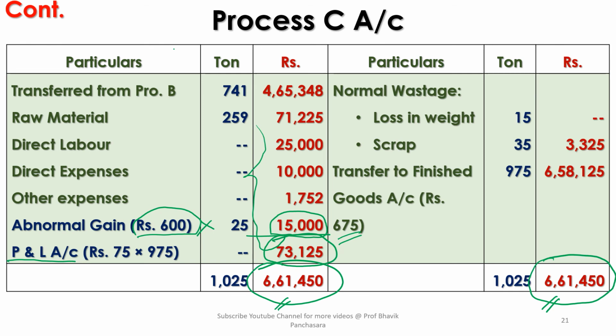We can also calculate this profit like this: difference between selling price and cost per unit, that is 675 minus 600, that is 75, multiplied by the units that we are going to transfer to finished goods account. So this way also we will receive the answer of 73,125.